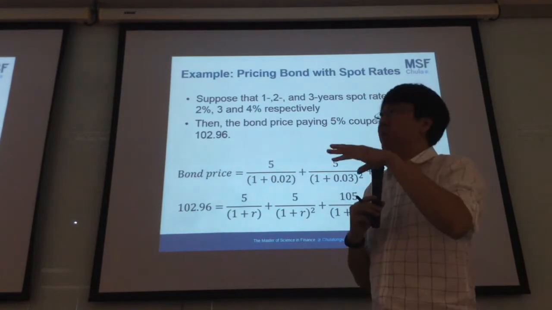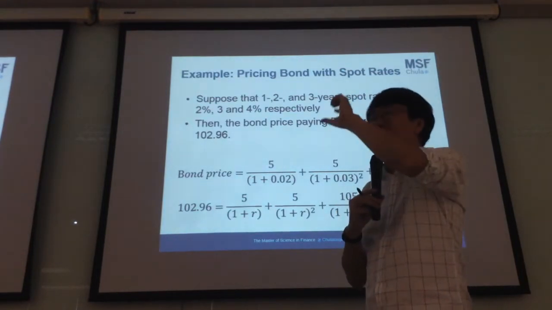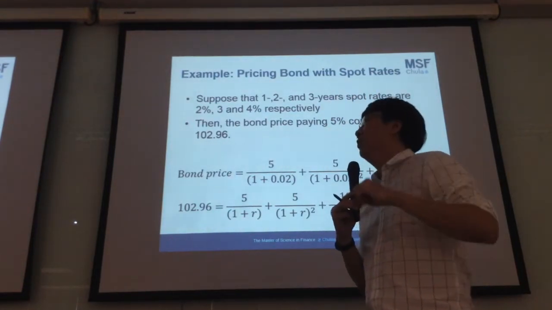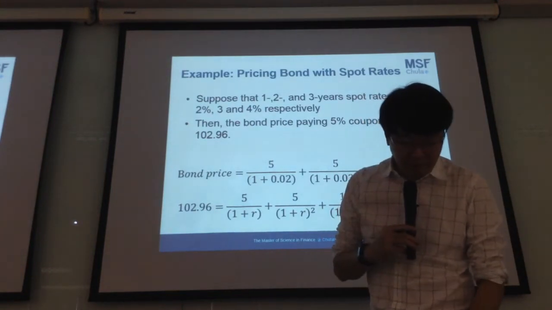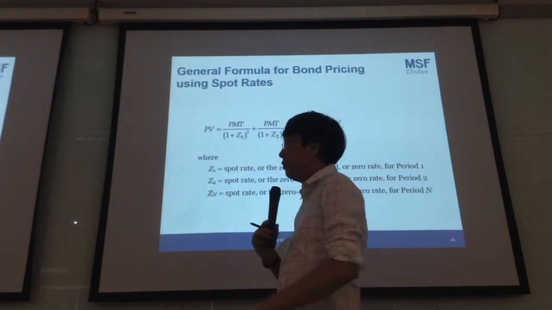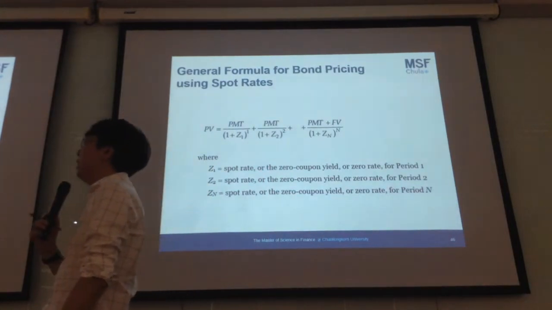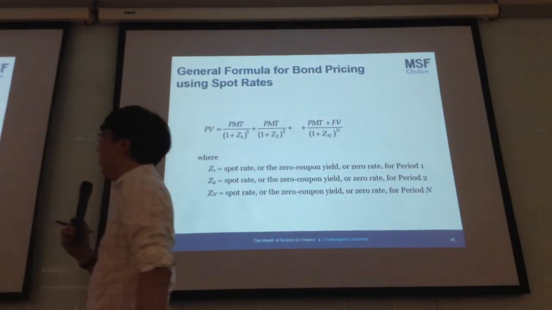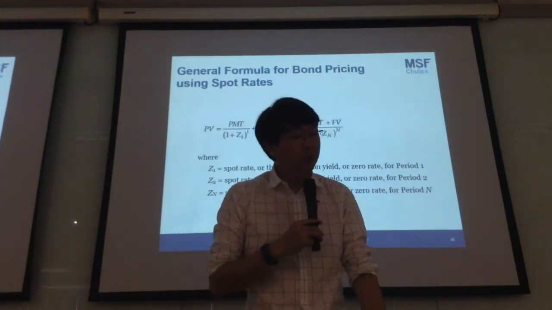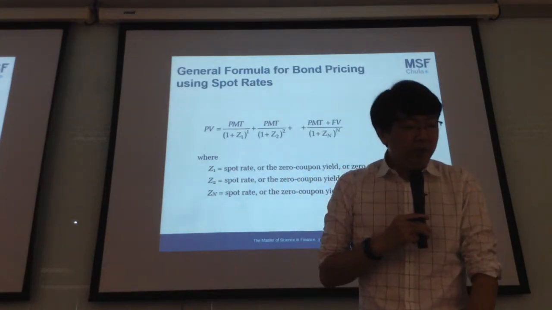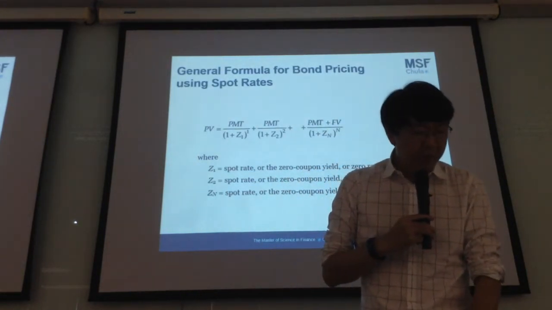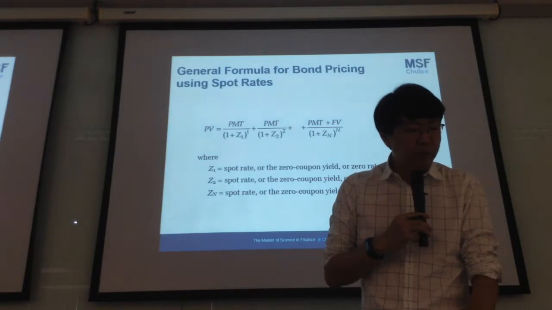Anyway, basically in the market we just look at the average yield. This slide just provides the general formula for the spot rate valuation or zero rate valuation.